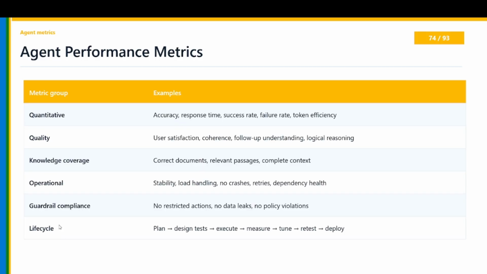The entire lifecycle metrics are plan, design, test, execute, measure, tune, retest, and deploy. Remember, it is a loop: plan, design, test, execute, measure, tune, and retest. When you retest, then you deploy. So you can see the entire lifecycle. You are getting metrics from planning, from designing, from execution, from measurement through your observability tools, and from your tuning activity. When you retest, you look at the output of the test, the metrics you collected, and deployment metrics. Very, very important. These are agent metrics that you can work with for agentic AI system performance.